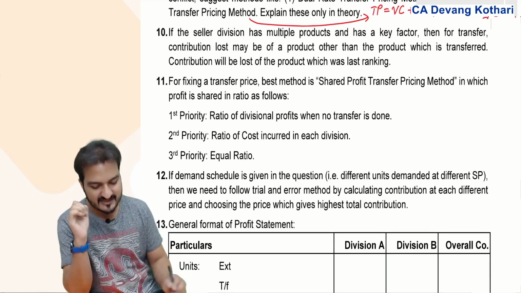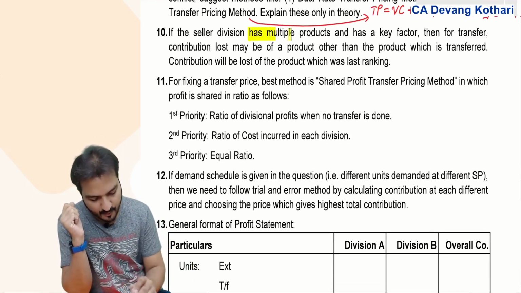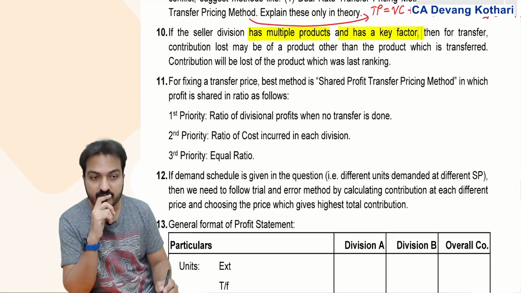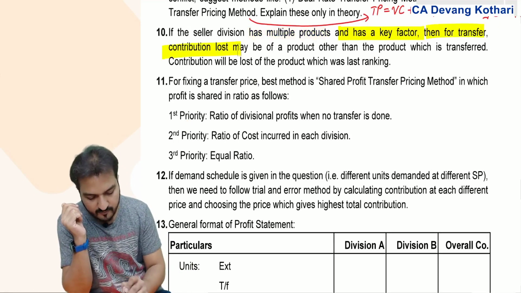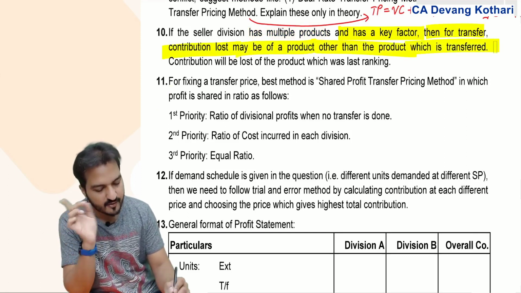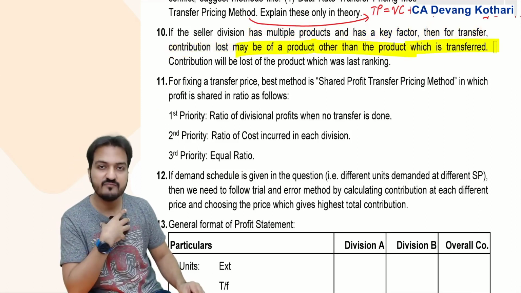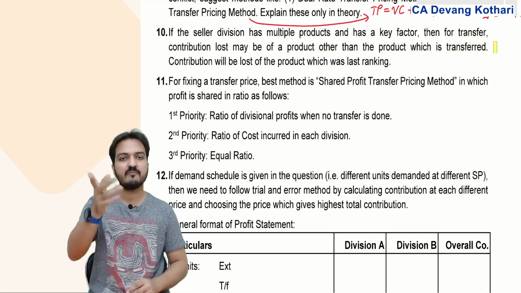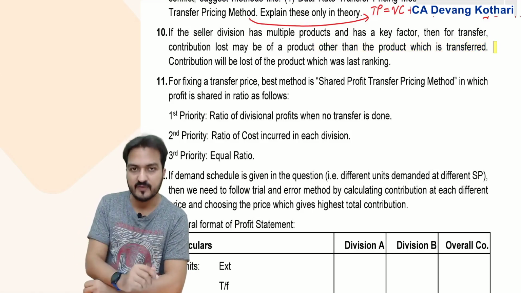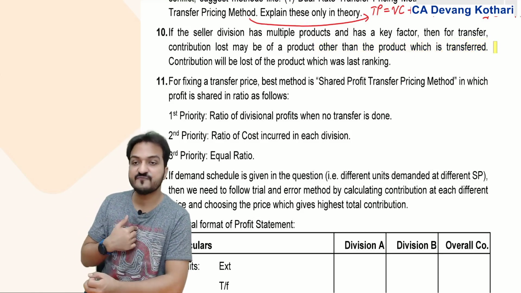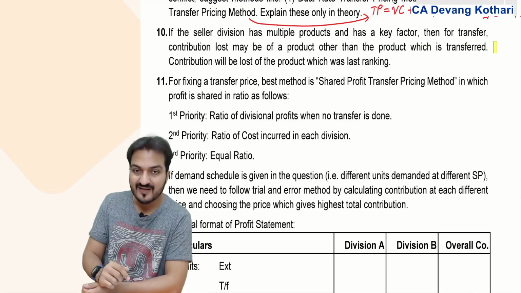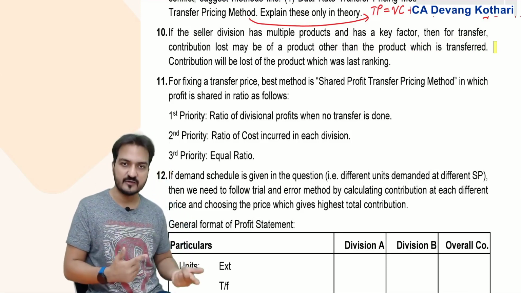Further, if the seller division has multiple products and has a key factor, then for transfer, contribution loss may be of a product other than the product which is transferred. Say I am the seller division, I have 4 products A, B, C, D. You are my buyer division. You require product B. Now, if I transfer product B to you, then I will have to reduce external sales.